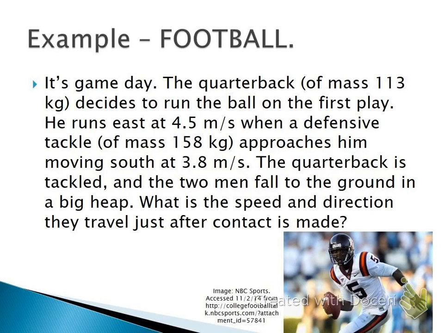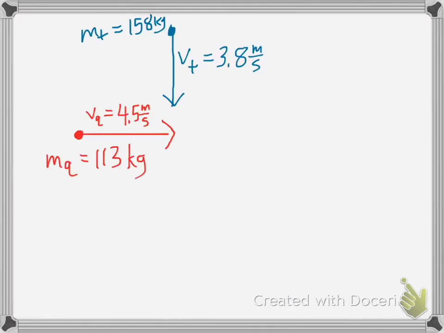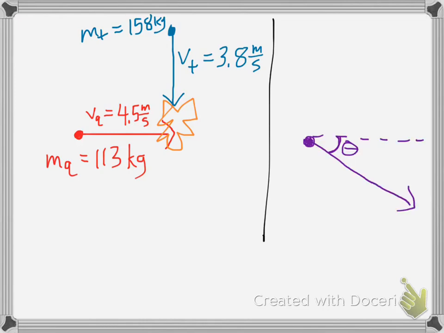Well, let me draw a little picture of what's going on beforehand. I've drawn the quarterback's vector in red and the tackle's vector in blue. The quarterback is running due east at 4.5 meters per second, and the tackle is running due south at 3.8 meters per second. They're going to collide here. And just after the collision, they're both going to be traveling southeast. And that'll be at some angle theta south of east.